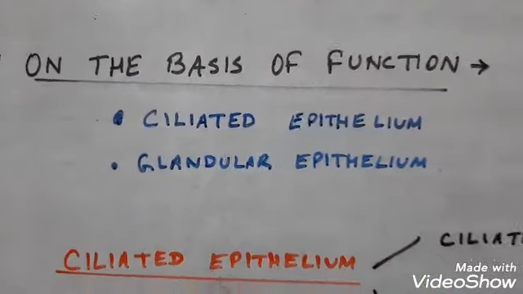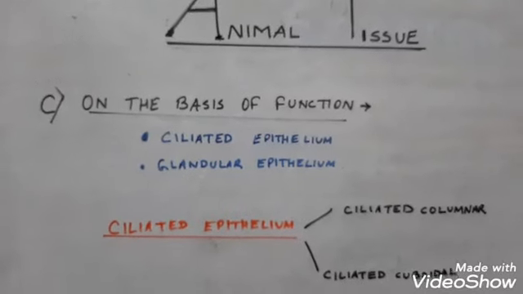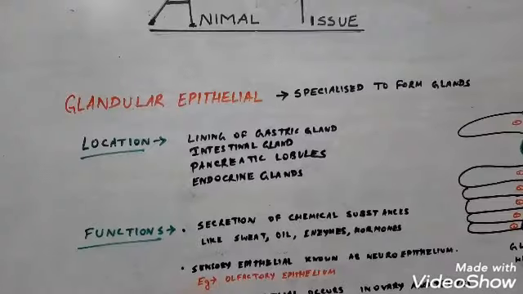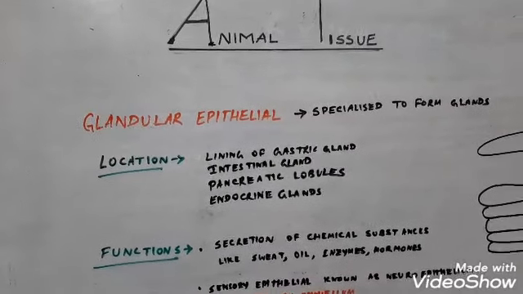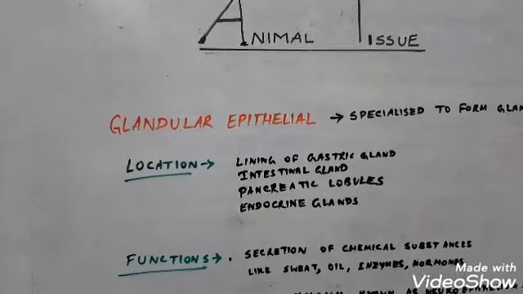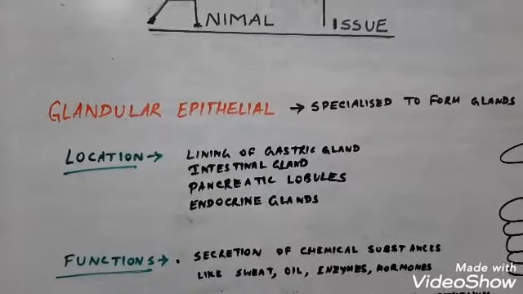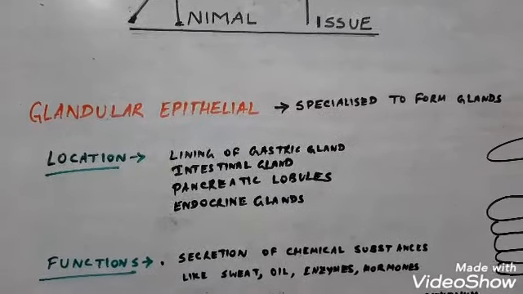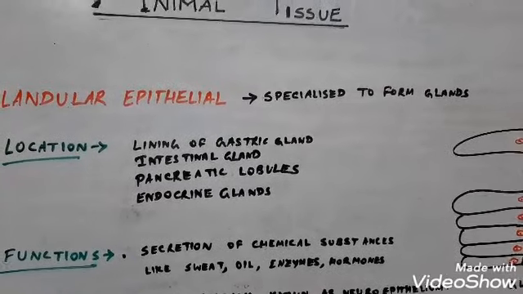The next type is the glandular epithelium. So this is the last part of the epithelial tissue. Friends, we have come to the end of today's video on epithelial tissue. So let me discuss glandular epithelium. Glandular epithelium is present in glands. They are specialized tissues, specialized to form glands. They are called glandular epithelium.